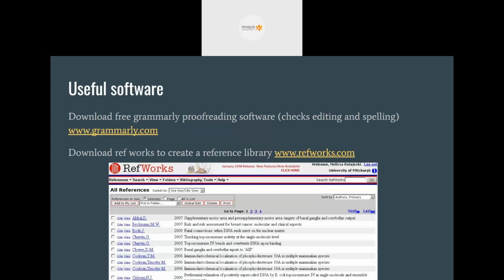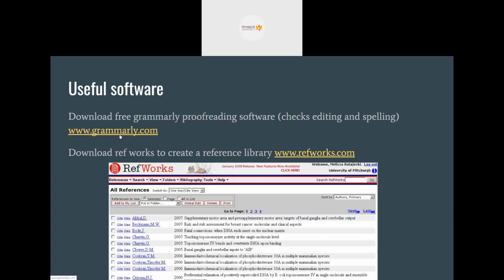Okay, this might be a little bit too specific for you guys, but okay, first, some software that you guys can use. I recommend this. This is free proofreading software. It checks your editing and spelling. It checks any kind of mistakes with punctuation, like commas, periods, things like that. So this is free. I will explain this more.